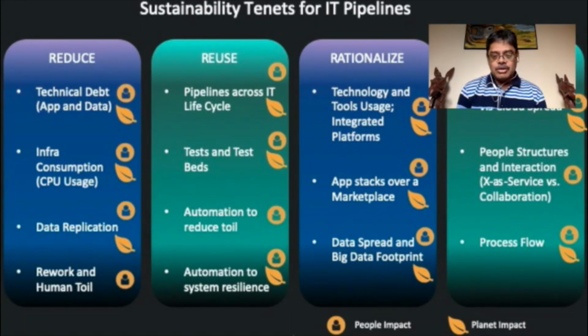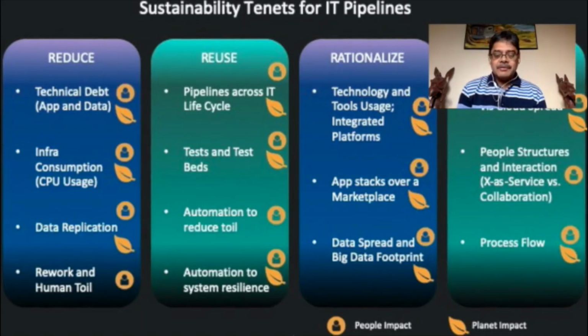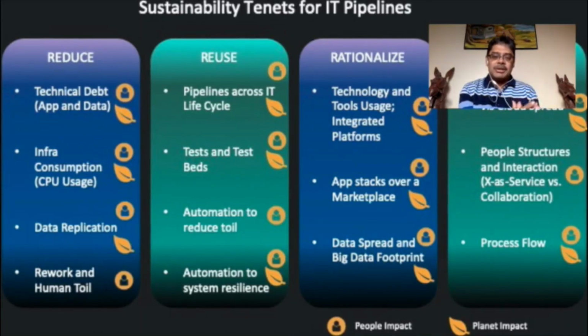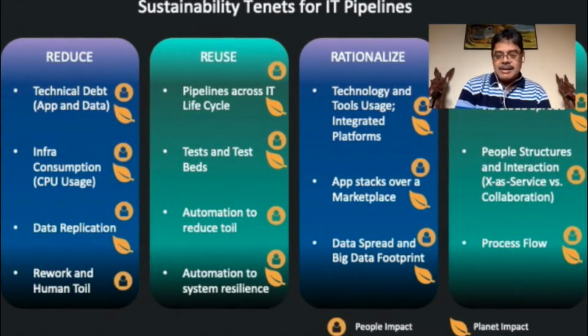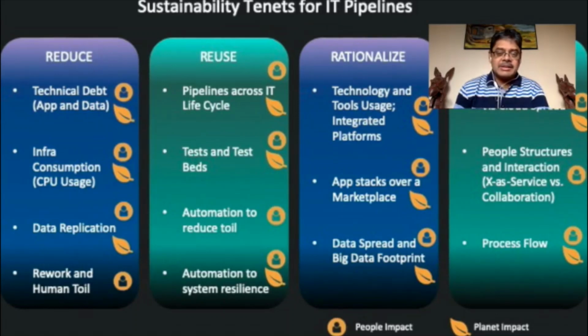While we are building in automation, we are reducing toil of the IT teams as you work across the industry. The fourth one is definitely automation to system resilience. Now what it means is the first set of automation of reducing toil is more about people, but when it comes to enabling more of system resilience, using automation to do that has a people impact as well as a planet impact.